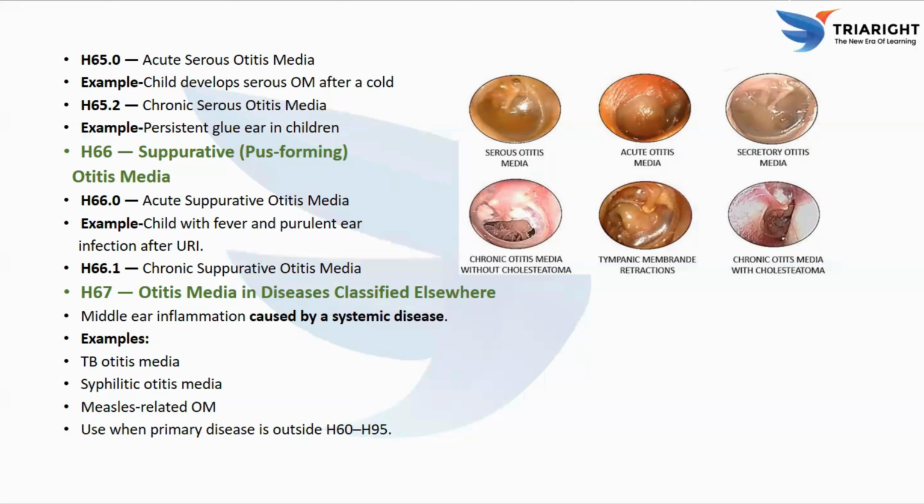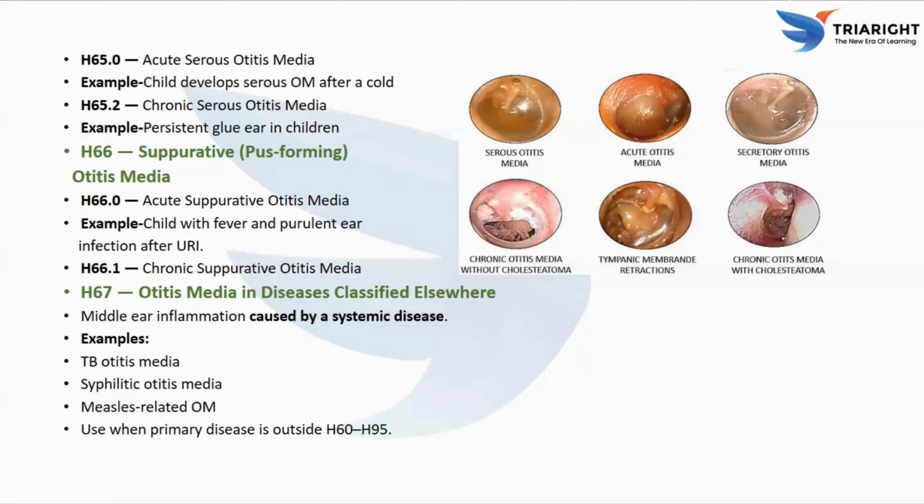Serous means a thin watery fluid. This often occurs after an upper respiratory infection, allergies or Eustachian tube dysfunction. What is an example? A child develops serous otitis media after having a cold. You have to assign the code H65.0 in this case.